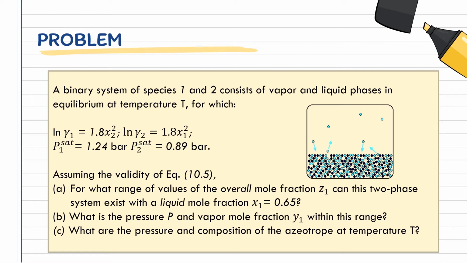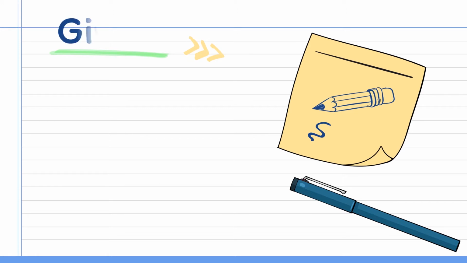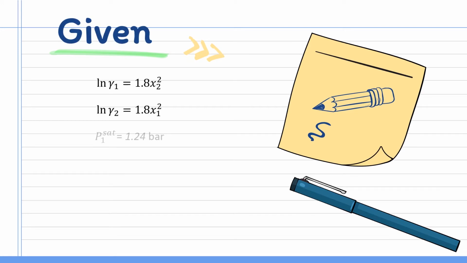And lastly, we are asked what the pressure and composition of the azeotrope are at temperature T. Here is the summarized form of our given.